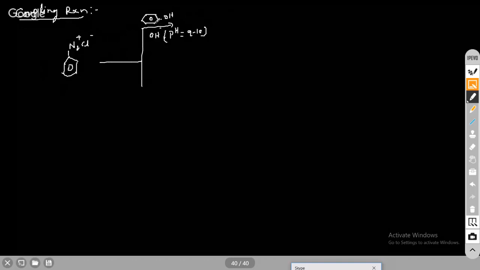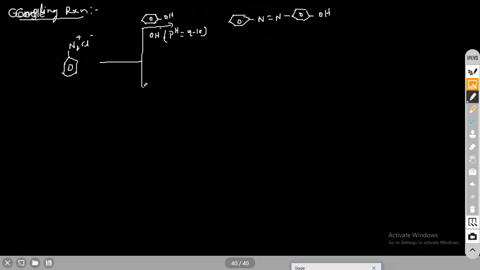These two join. What happens? This hydrogen and this Cl come out. And the product we get here is this: N double bond N, OH. This is the product we get. Coupling reaction, plus HCl comes out in this.